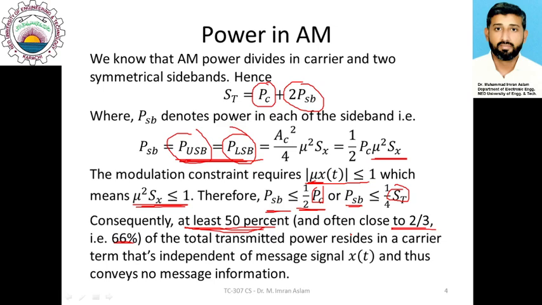But we know that the carrier does not contain any information. Information is basically contained in the sidebands. So this is one of the major drawbacks in AM modulation, that a significant amount of the power does not contribute to information transmission, because that 66% power is in the carrier only, and we only have the remaining around 33% power residing in the sidebands, which actually contributes to information transmission.